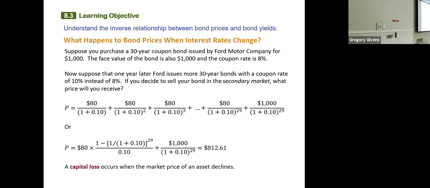In this case, if Lauren sells her bond, she's going to experience what's called a capital loss, right? This occurs when the market price of an asset declines. She bought the bond a year ago at a price of $1,000, but now, because interest rates on similar bonds have risen to 10%, if she tries to sell her bond to somebody else, it's only going to be worth $812.61, worth much less than what she had originally paid for it.